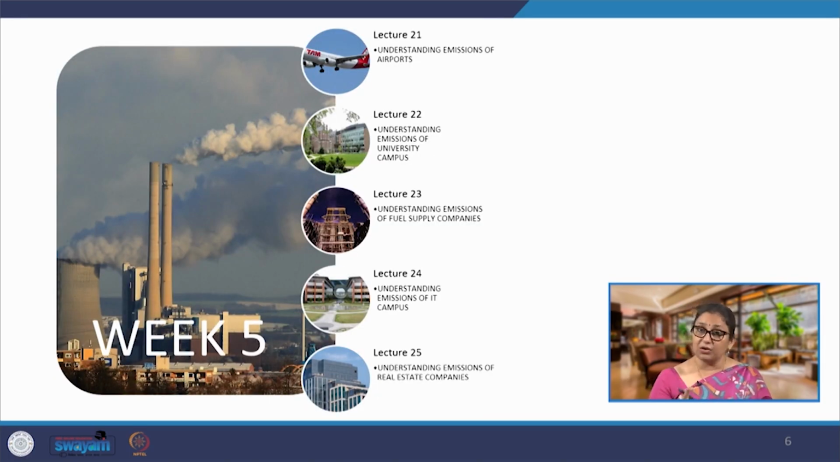In week 5, we looked at 5 examples of different types of businesses and companies. We looked at the example of airports, university campuses, then fuel supply companies, IT campuses and real estate companies, trying to understand their emissions, scope 1, 2 and 3, and where buildings are placed in this entire calculation. How are these going to affect the carbon emissions from each of these industries, largely focusing on scope 2, is what we discussed in week 5.